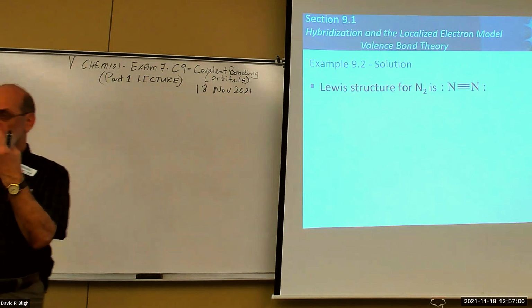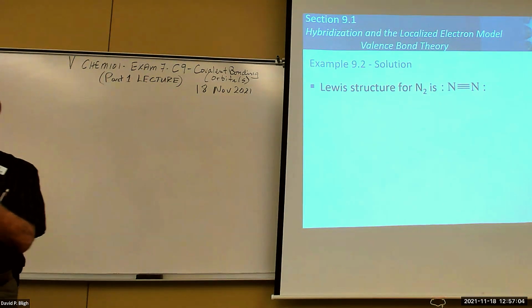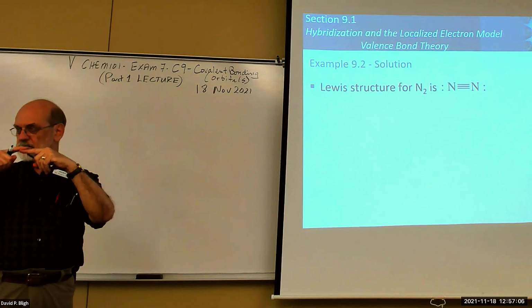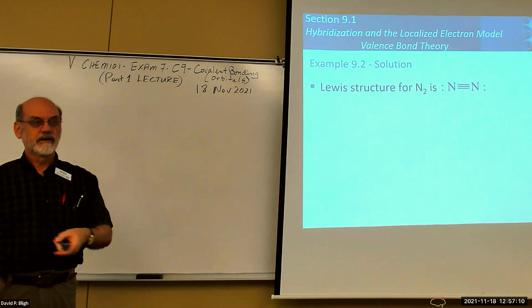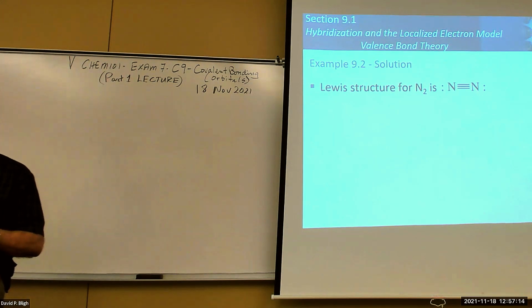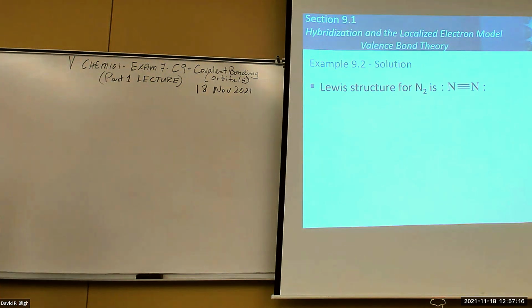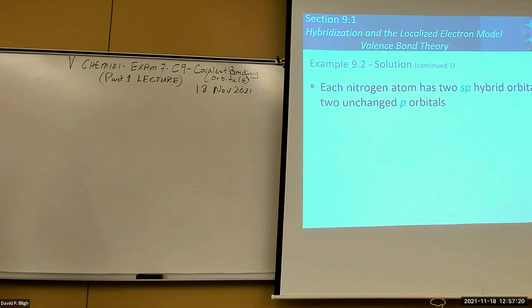So that leaves 2 unused P orbitals on both of them. One from one from the other overlap, make a pi bond. And the other ones overlap, make another pi bond. So we get a sigma and 2 pi's to make that triple bond.